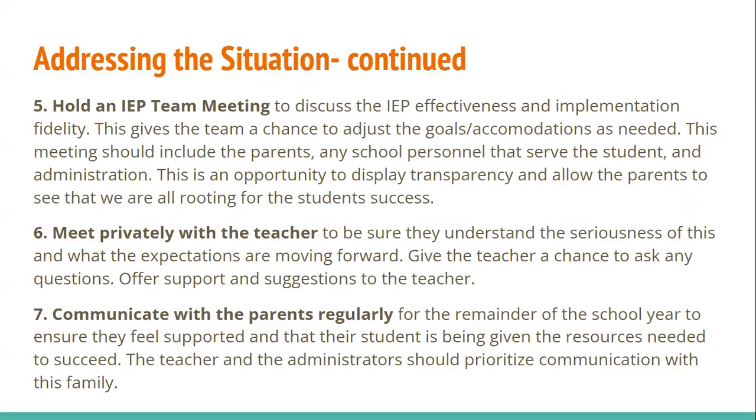The next step would be to meet privately with the teacher to ensure they understand where they went wrong before and how to avoid this moving forward. So just giving them a chance to ask questions or to bounce ideas off of me, offering any support as an administrator, just so that they understand we're all on the same team, but it cannot happen again. And then the last and most important step would be to communicate with the parents regularly, for the good or the bad, to be sure they're in the loop and they understand that we are taking this situation just as seriously as they are, and that we are all on the side of the student and making sure that they can be successful.